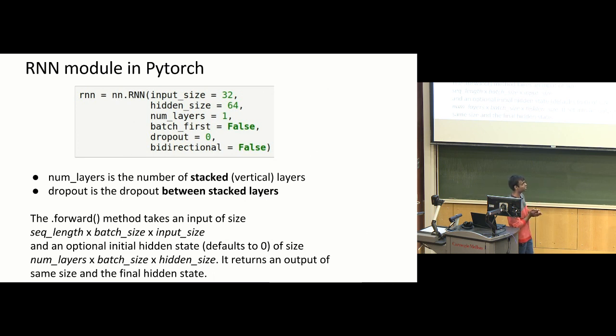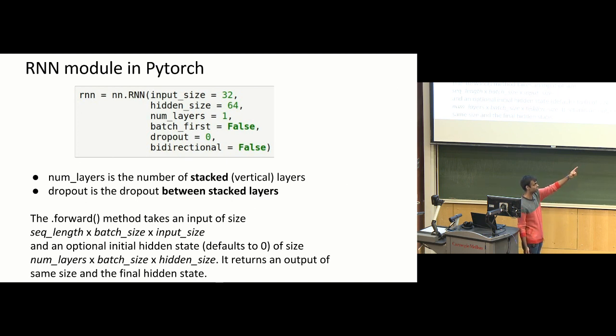You have the number of hidden layers, the batch first, and it's important to note over here that PyTorch is a little weird with the way it handles the dimensions for RNNs. If you can see over here, the format of the input is sequence length cross batch size cross input size. Usually for your MLPs and CNNs, the batch size always comes first. But in the case of RNN, they have this weird way where they put batch size as the second dimension.